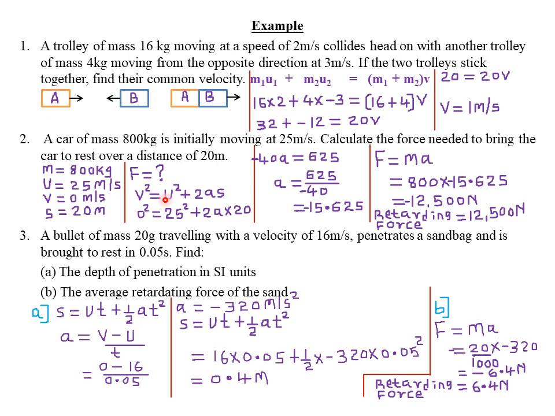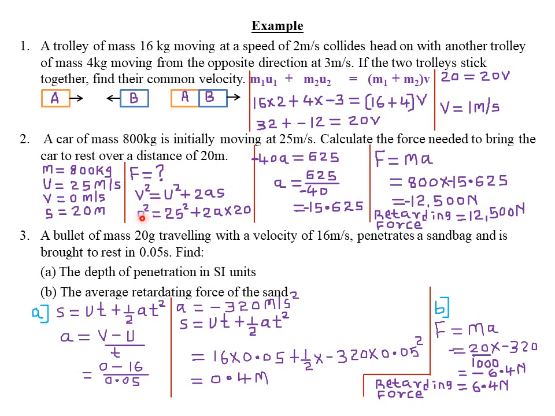Because we don't have time, we use the formula relating v, u, s, and acceleration. Because we have u, v, and s, and we need acceleration, this formula will be the most appropriate. For an accelerating body, we know that v squared is equal to u squared plus 2as. These are just the formulas of linear motion that we derived in our previous classes.